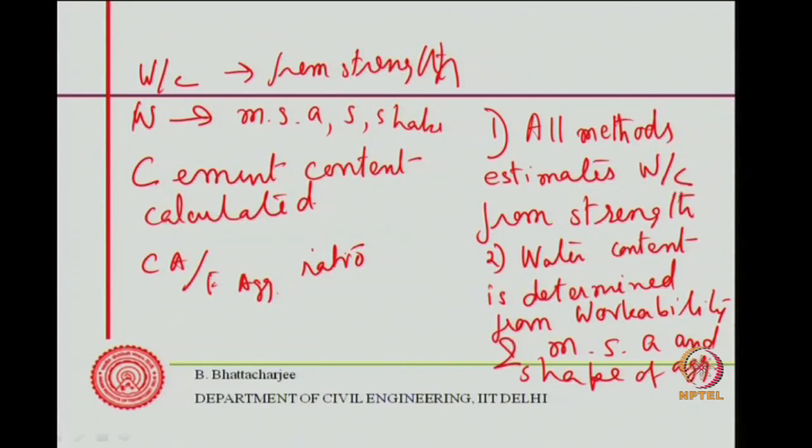In the ACI method, you first find out the volume proportion of coarse aggregate in the total concrete, and then multiply this by the dry rodded density, and that will give you the amount of aggregate.